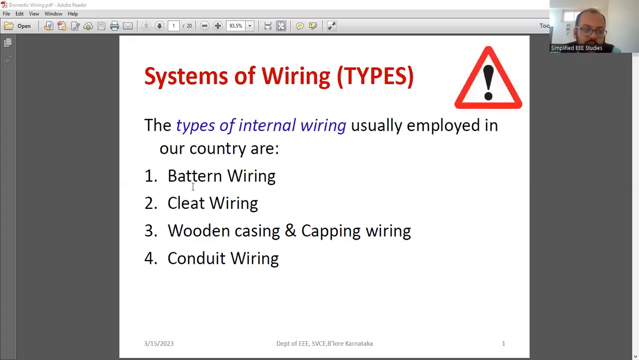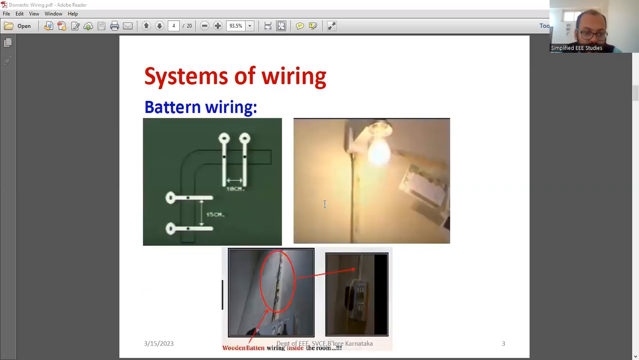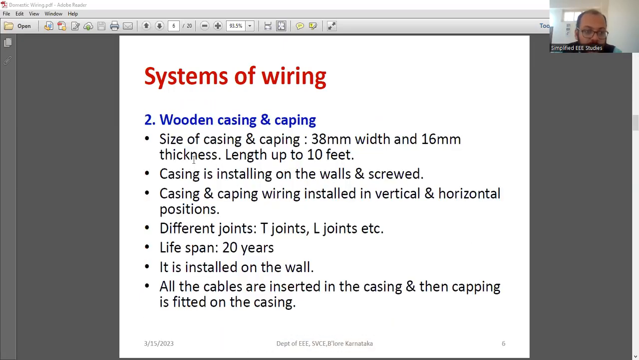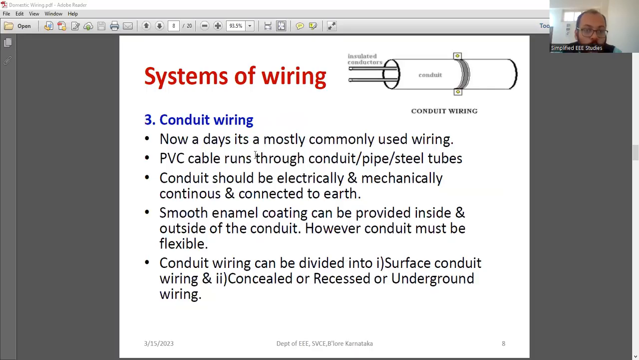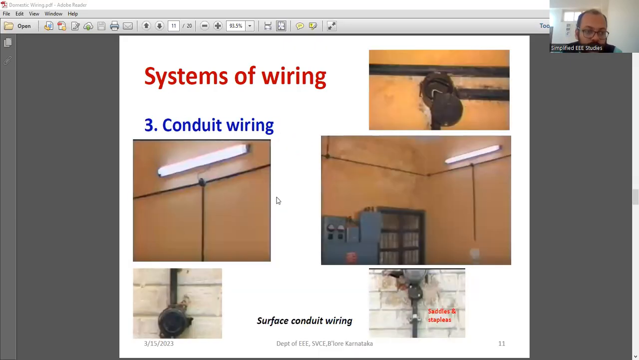For this type of question, you have to explain the four important types of wiring: batten wiring, cleat wiring, wooden casing and capping wiring, and conduit wiring. What is batten wiring? Then wooden casing and capping. Later you have to explain conduit wiring, the two types of conduit wiring, concealed and surface conduit wiring. So all the points you have to explain.